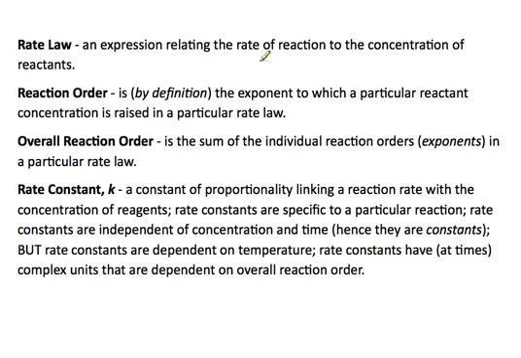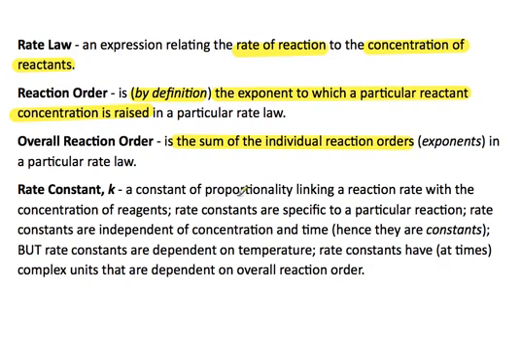So just a few definitions, a few bits of information you need. Rate law: an expression relating the rate of reaction to the concentration of reactants. It's always reactants. We're not concerned about products at this stage. Reaction order is, by definition, the exponent to which a particular reactant concentration is raised in a particular rate law. So that's the exponent. In our previous example, the reaction order in the reactant J was actually A. Overall reaction order is the sum of the individual reaction orders, or the exponents, in a given rate law.